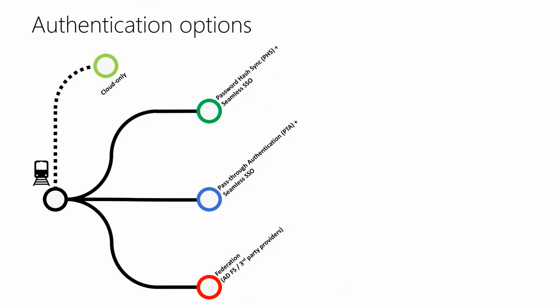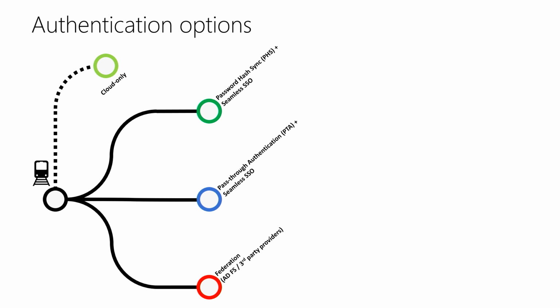Today we'll talk about a cool feature called Staged Rollout. Before we go ahead, let's look at the authentication options we have today with Azure AD. Primarily, we have the cloud-only model, where users are created in the cloud and authenticate with the Azure AD tenant. In most production environments today, we have customers using the other three options.